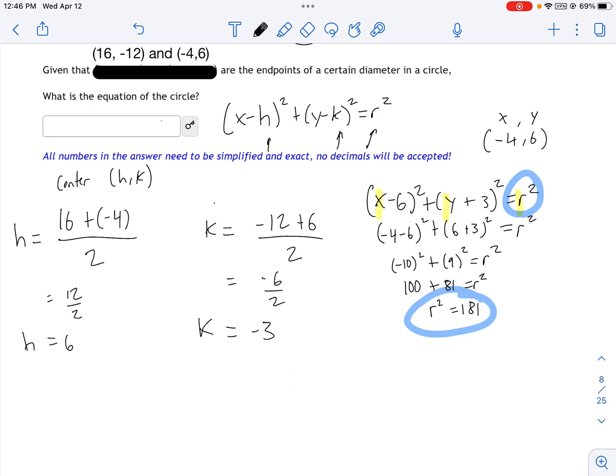That means your final answer is (x - 6)^2 + (y + 3)^2 = 181, because all we're doing is plugging that r^2 into our original equation, and that's it.